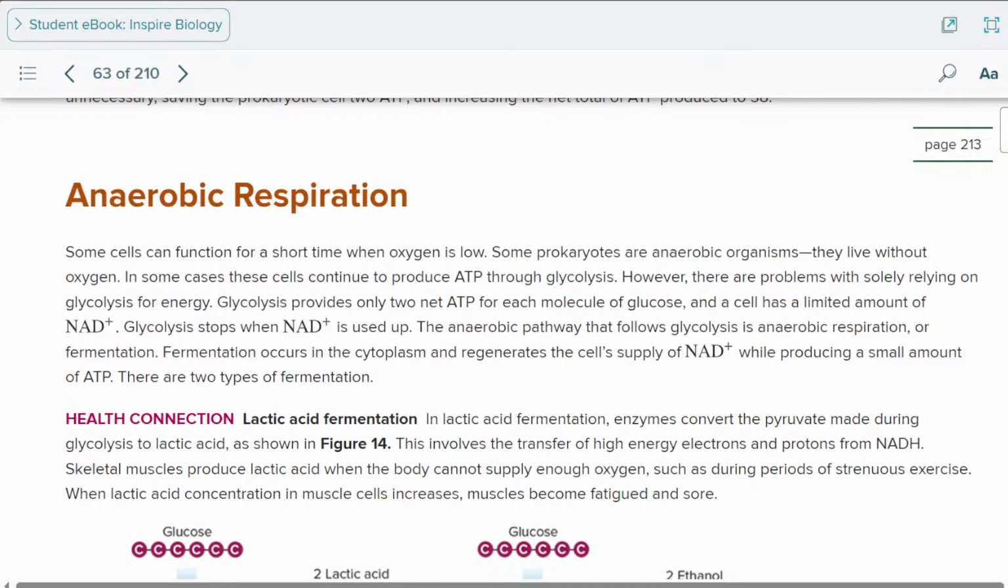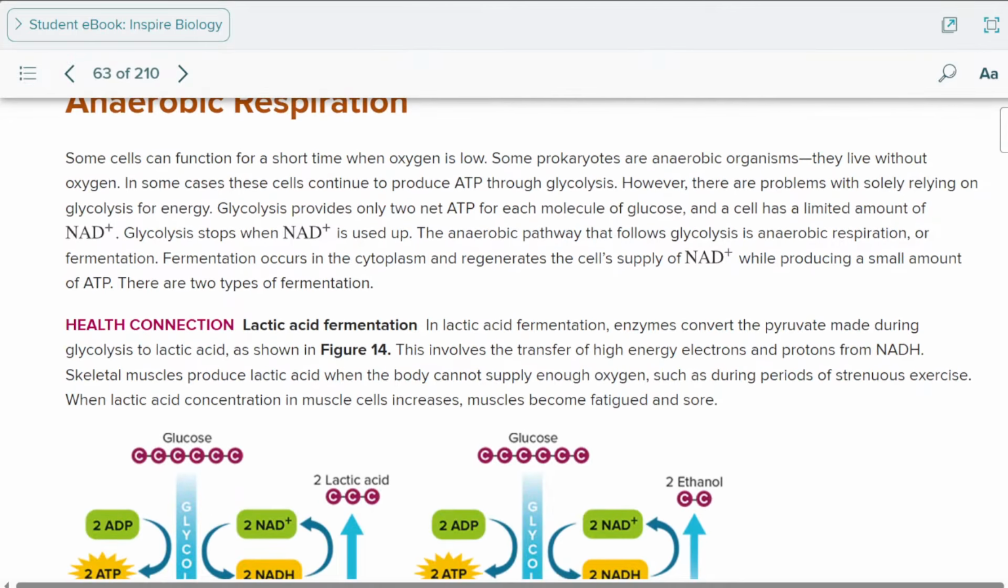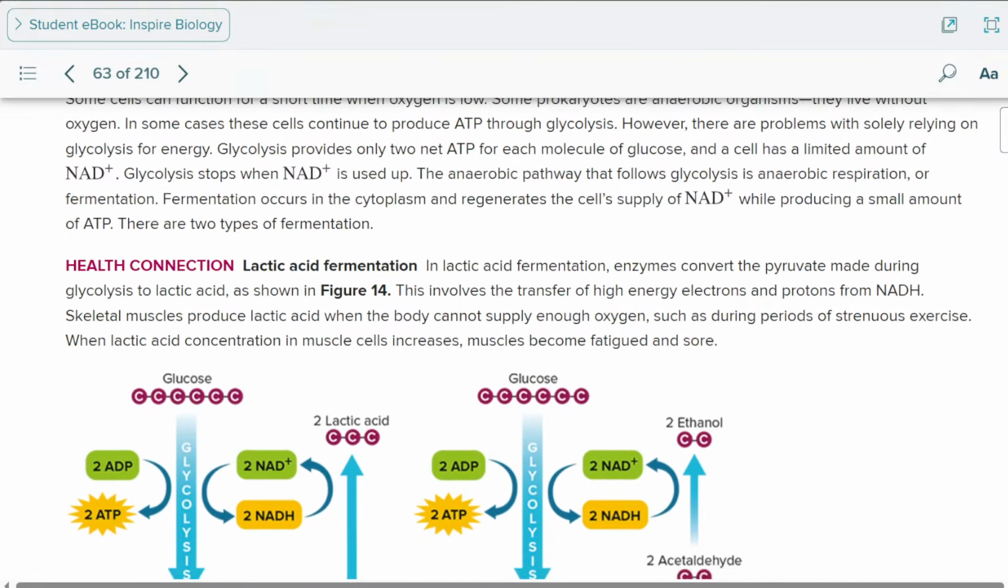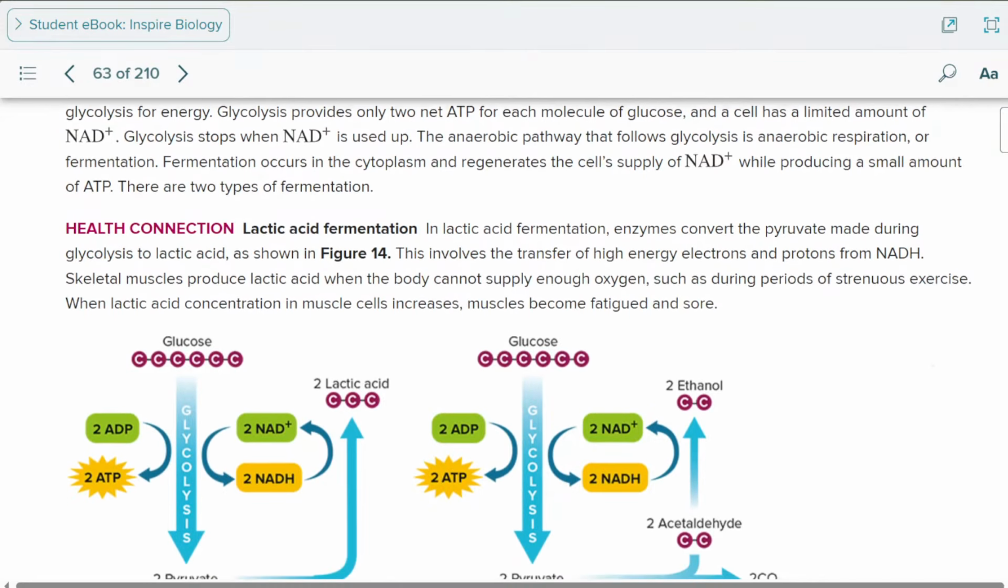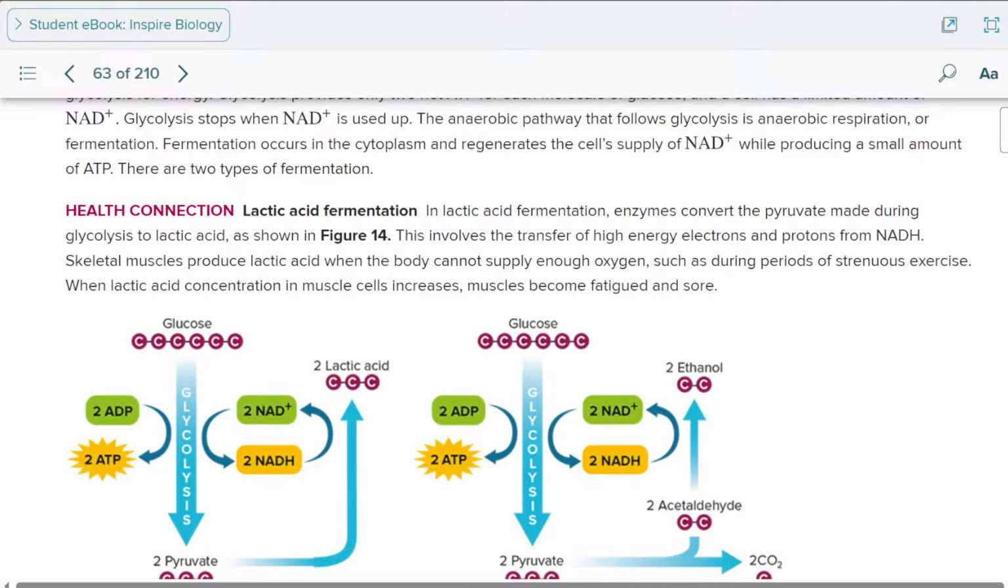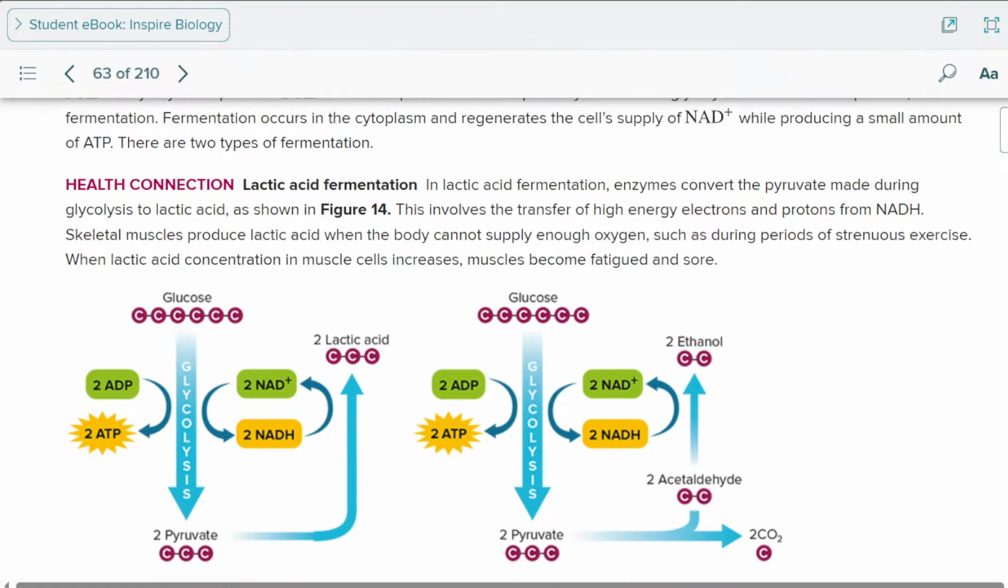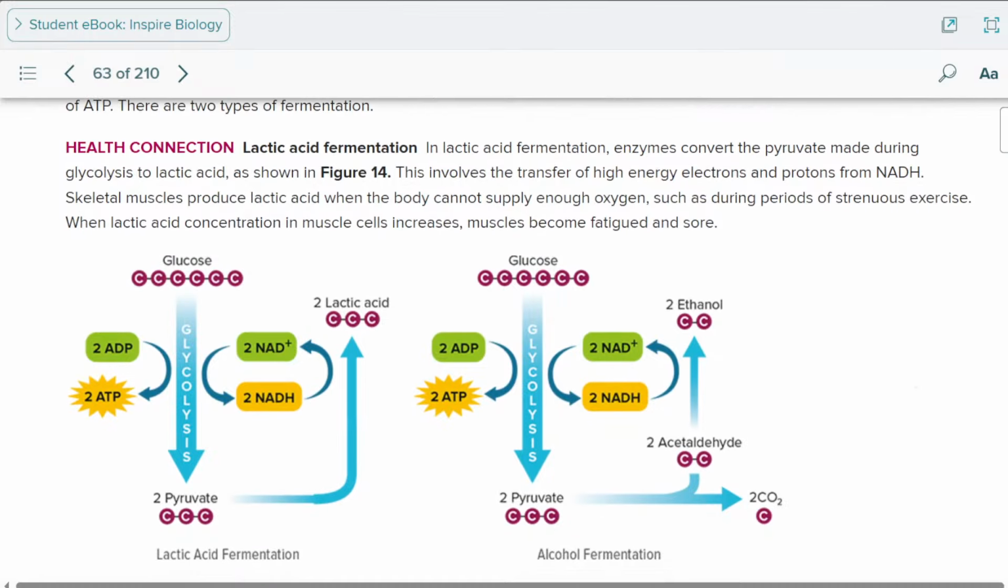However, there are problems with solely trying to rely on glycolysis for energy. Glycolysis provides only 2 net ATP for each molecule of glucose, and a cell has a limited amount of NAD+. Glycolysis stops when NAD+ is used up, and the anaerobic pathway that follows glycolysis is anaerobic respiration or fermentation. The fermentation occurs in the cytoplasm and regenerates the cell's supply of NAD+, while producing a small amount of ATP. Here are 2 types of fermentation.